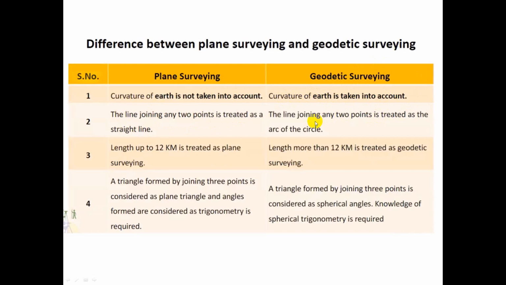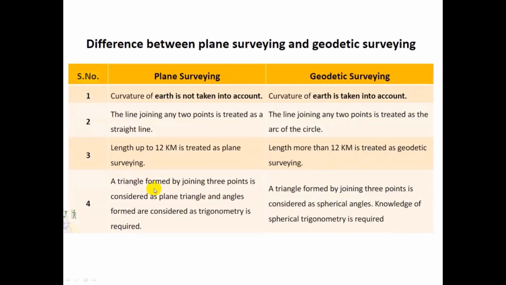While sa geodetic surveying, since taas na kaayo imong distansya, ang any two points is treated as the arc of a circle or treated as a curve. So length up to 12 km is treated as plane surveying. So 12 kilometers paubos, pwede pa na siya ma-treat as plane surveying or straight line. So mulapas na sa 12 kilometers, geodetic surveying na ka. Kay ma-feel na diha or naay error ang imong distance. So 12 kilometers above, curve na ang imong i-consider. Kay naa nay 1 cm nga error sa imong distance.